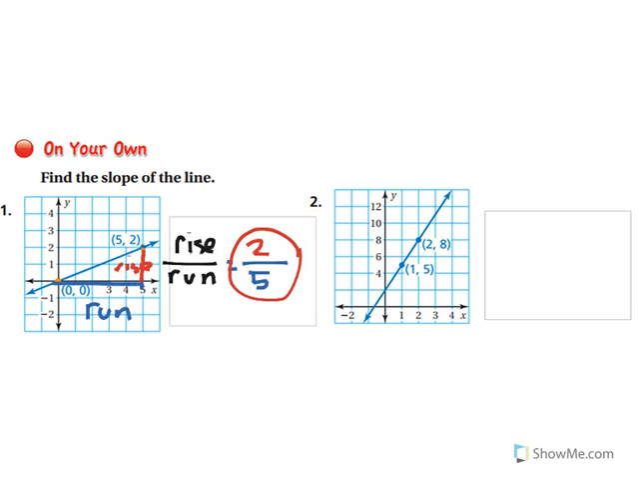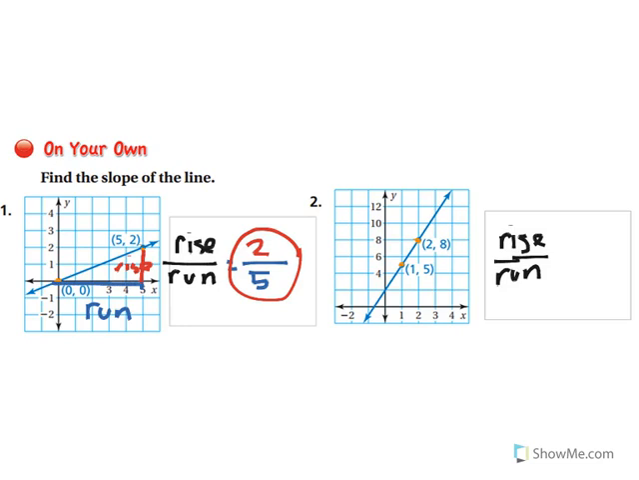And then looking at number 2, again, we're doing our rise over run. We have 2 points that are given to us. We have a point right here, which is 1, 5, and the other point is 2, 8. Now be very careful about this one. It's kind of tricky the way they've done this.